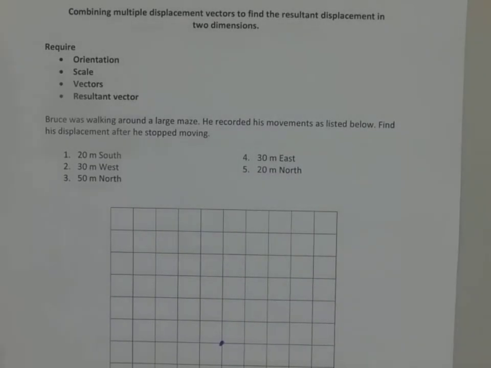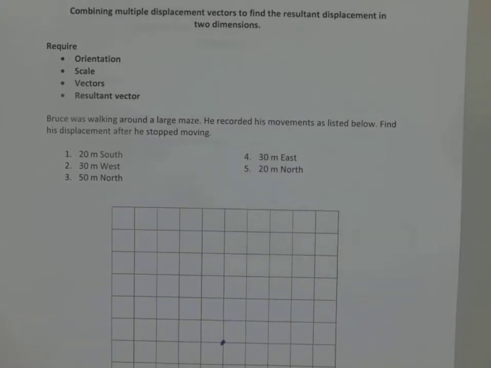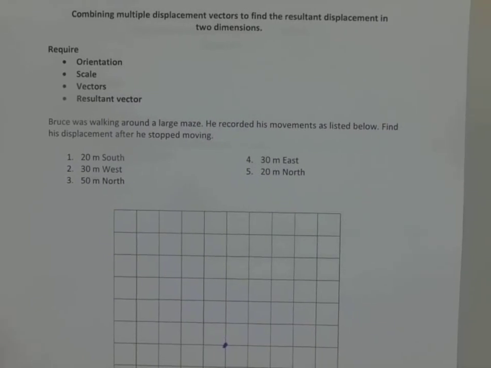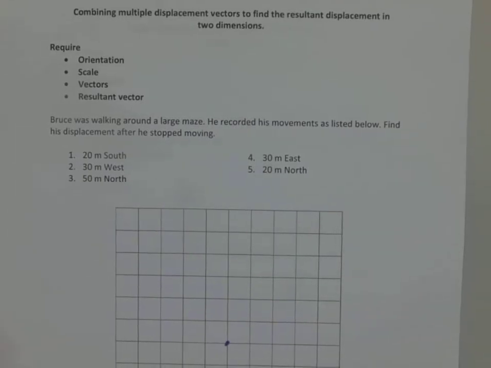Hello everyone, here is another example of adding displacement vectors in 2 dimensions. In this case we've got Bruce and he's walking around a large maze. He recorded his movements as listed below. Find his displacement after he stops moving.